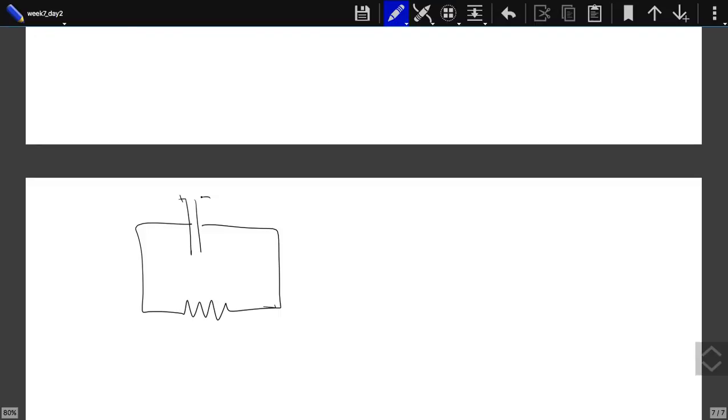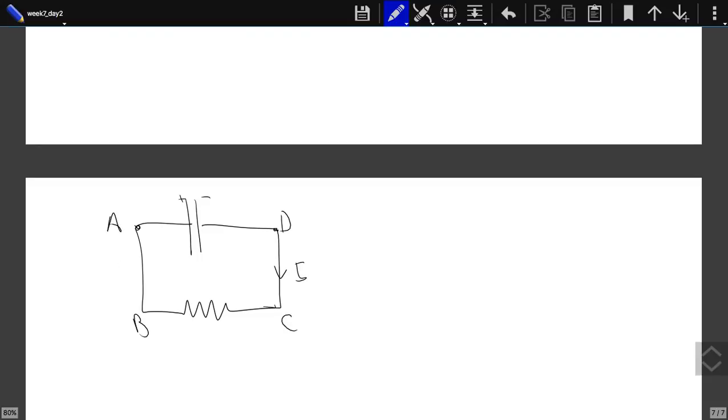And let's just assume that I will call the current positive if it is running in this direction. This is again just a choice. I'm not saying that the current is running in this direction. I'm only saying that if the current is running in this direction, I will call it a positive current. If the current is running in the opposite direction, I will call it a negative current. This is a definition I'm making. A, B, C, D.